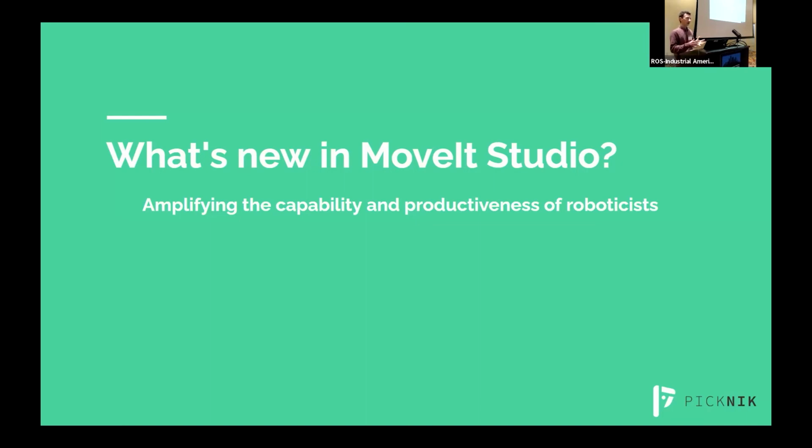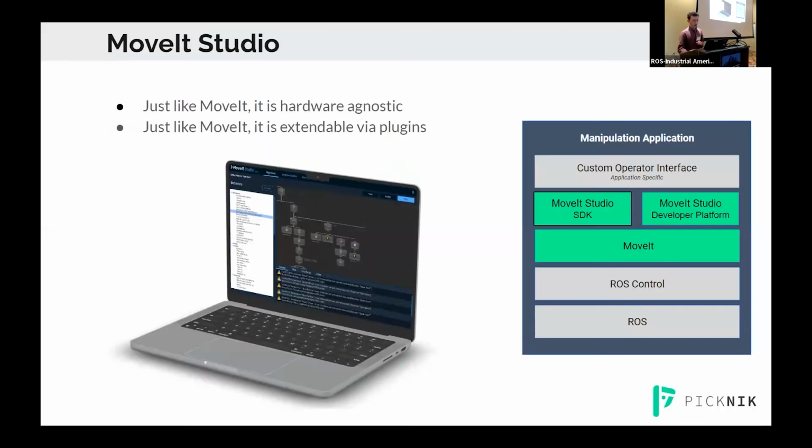MoveIt Studio is a premium add-on on top of MoveIt, on top of the ROS-I ecosystem that we've been developing for the last year and a half with some commercialization grants. Just like MoveIt and just like ROS, it's hardware agnostic. It's all extendable via plugins. But really what we're looking for here is to kickstart everyone's development and make it less painful to get to their client application and validate some of their hypotheses about what actually needs to get done.